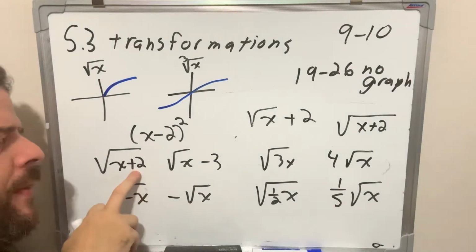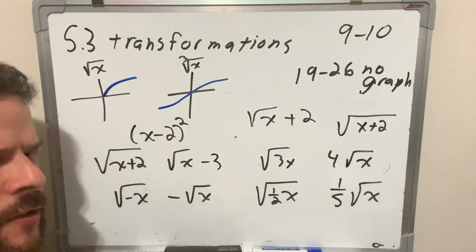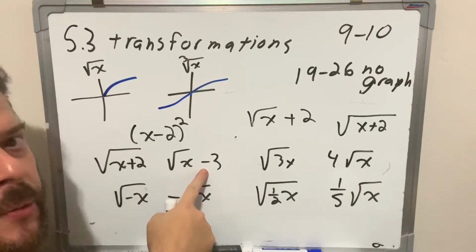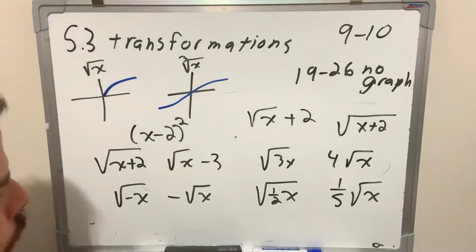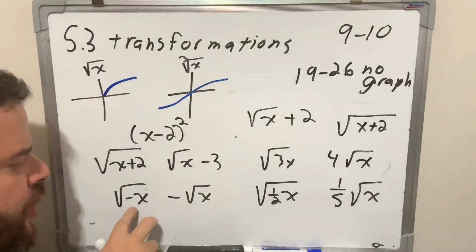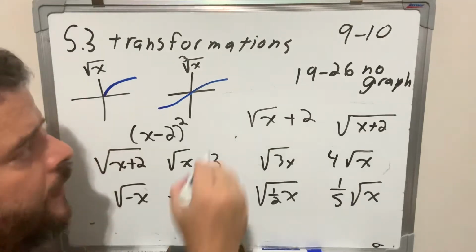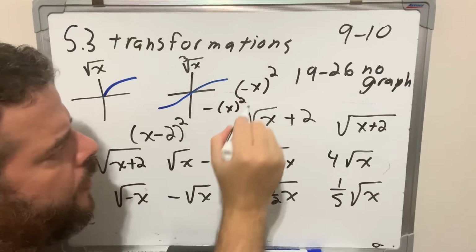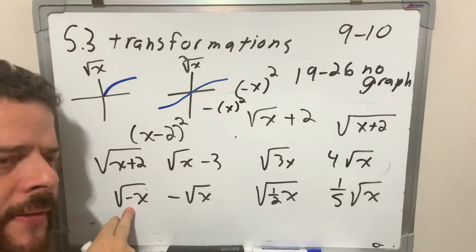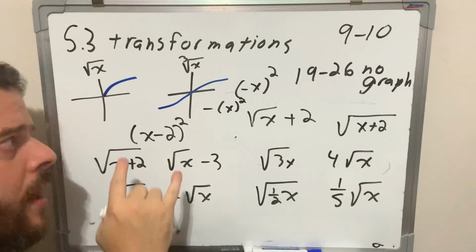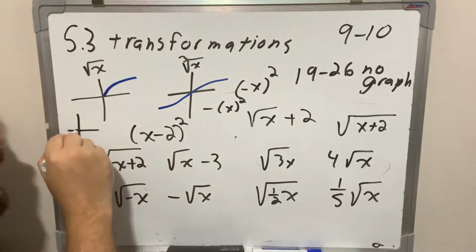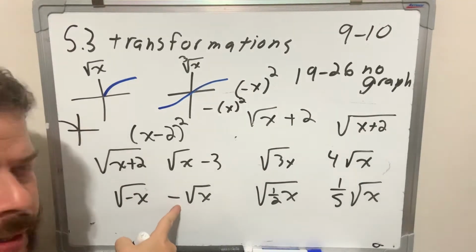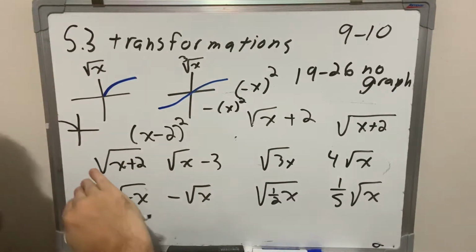So again, inside the parentheses, it's left or right, and it's opposite. Negative sends you to the right, positive sends you to the left. On the outside, when you add, you go up. When you subtract, you go down. Now let's look at reflections. Again, just like in quadratics, this or this. When it's inside the parentheses, it's a reflection across the y-axis. So this would end up looking like this. When it's outside the radical, it's a reflection across the x-axis.